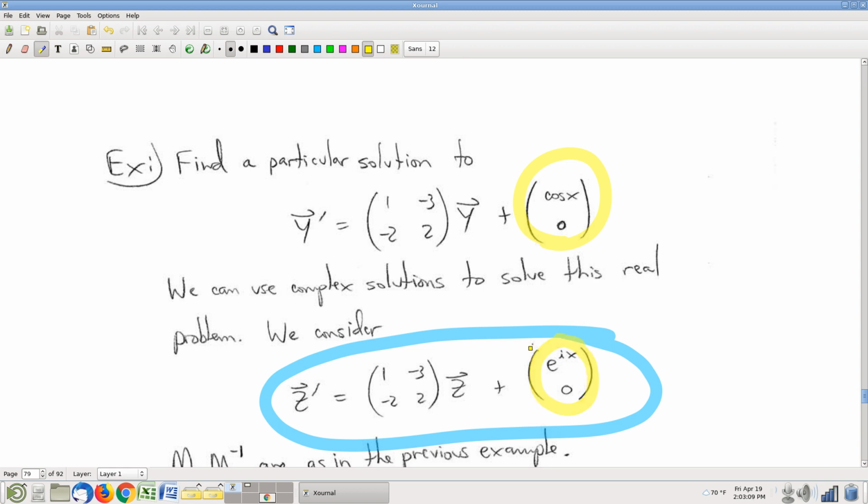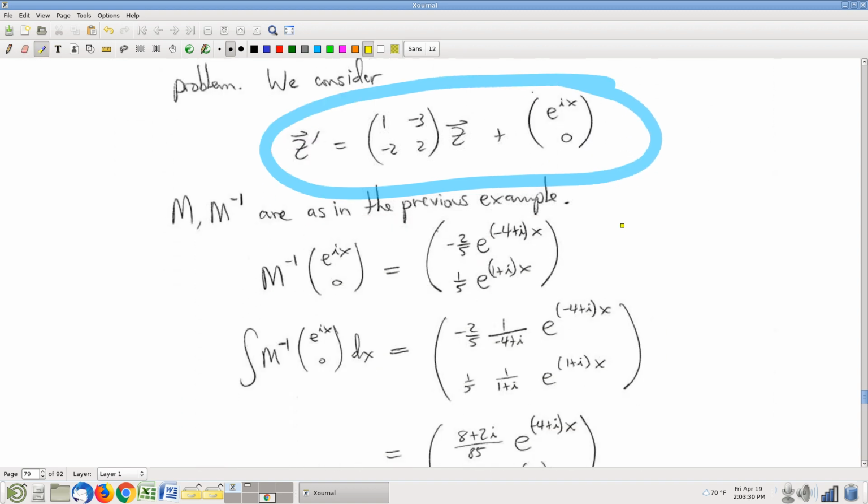If I can solve this complex system, which I claim is much easier, then at the very end, once I've found this z, I'll just have to look at the real portion, and that will give me the y that I'm looking for. It's the same move that we pulled back in Chapter 4. So here we go again. And again, it's just a matter of applying the formula.